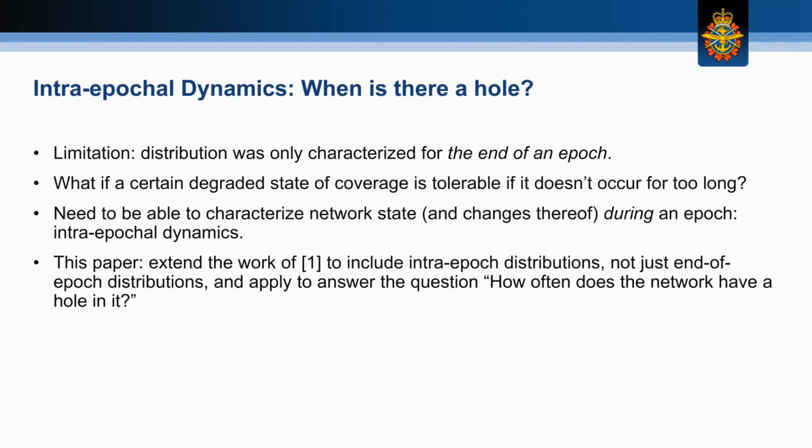The problem with that work, even though it was just published, was this characterization is only for the end of an epoch. Certain degraded states of coverage may be tolerable as long as they don't occur for too long. So we may be able to tolerate 10%, 12%, 15% of the coverage missing if that's just for the very end of the epoch. What ultimately we'd like to be able to do is to characterize the state of network quality within an epoch. This is where the term intra-epochal dynamics comes from. Dynamics being the change of the network state over time, and intra-epochal is within the epoch.